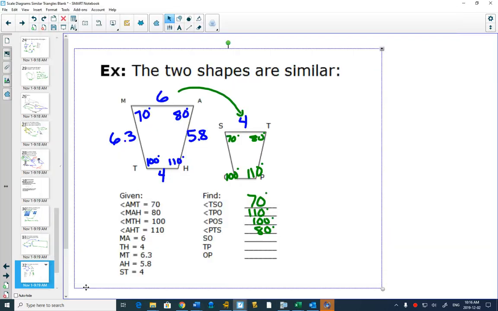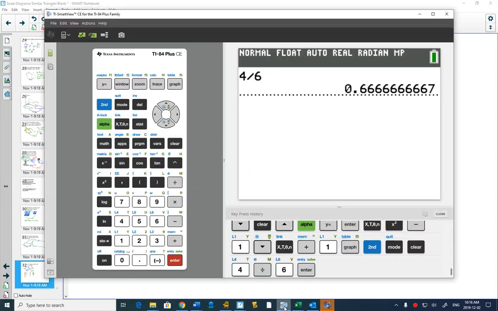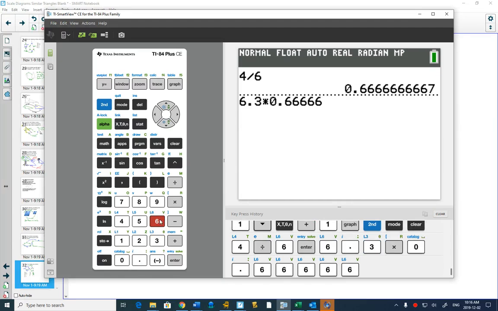It's 0.67. I'm multiplying by 0.67. So now I need to do the same thing to go from 6.3 to this one. I go to my calculator. 6.3 times 0.6. And you can keep as many sixes as you want until your calculator freezes like mine did.